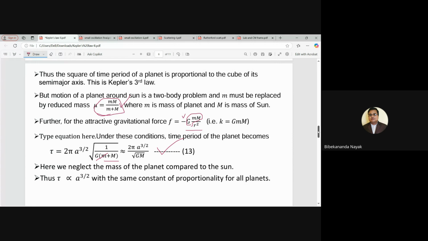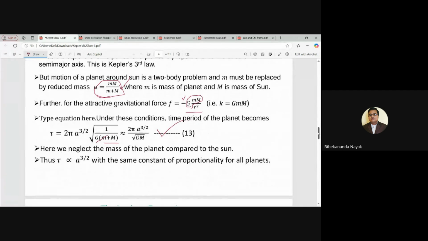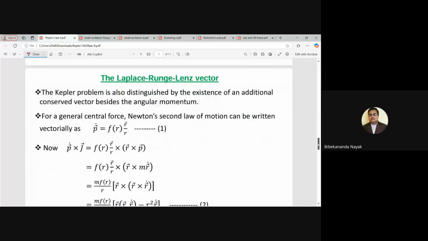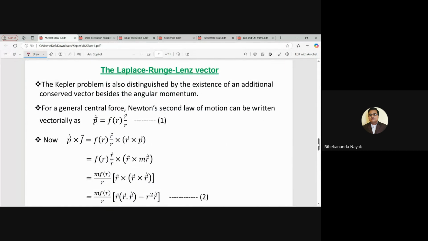Okay. This is the proof of the third law. Then we go for the Laplace-Runge-Lenz vector. Actually, this question comes in your examination about the Laplace-Runge-Lenz vector.